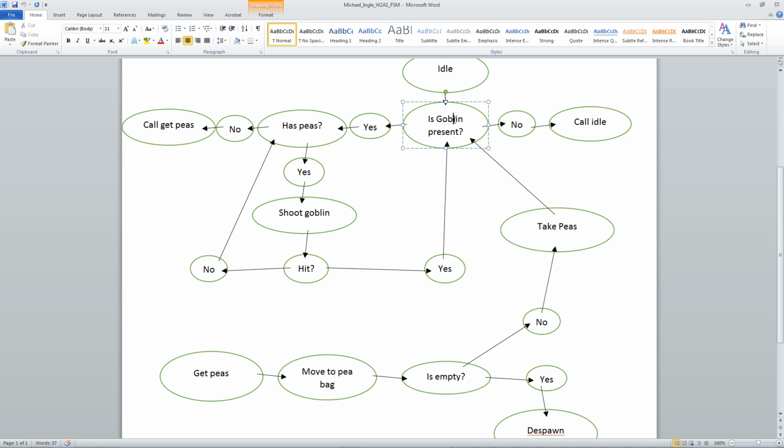I hope that helps explain states and transitions.